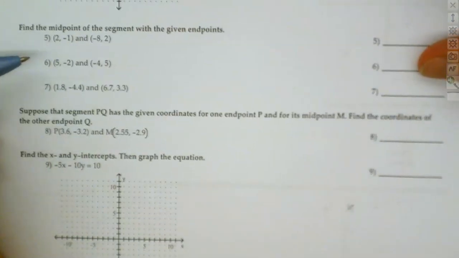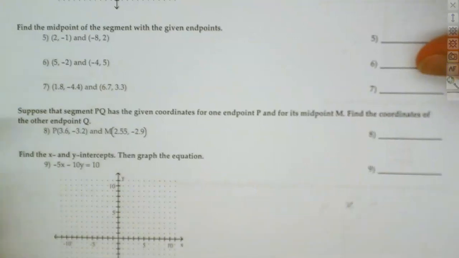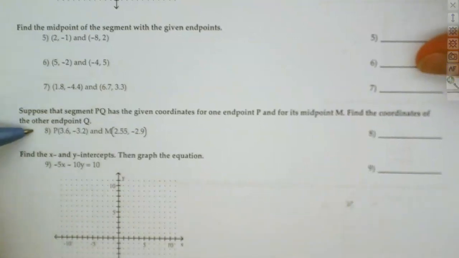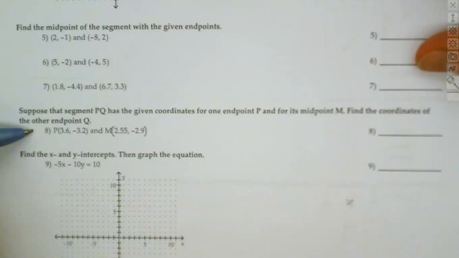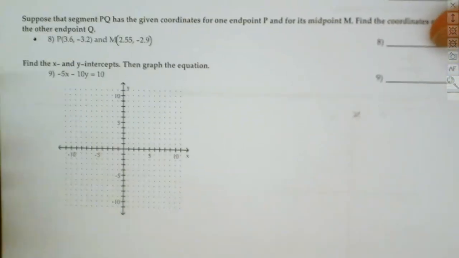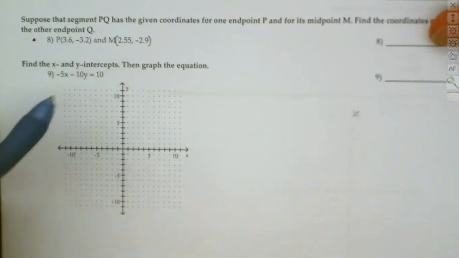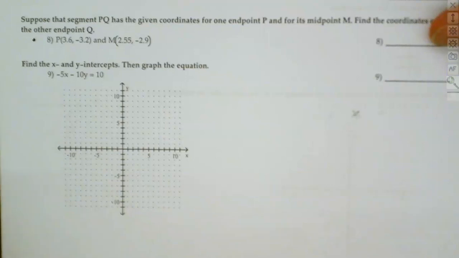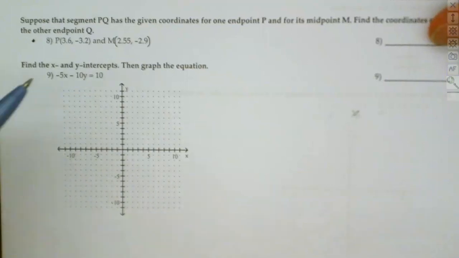5, 6, and 7, what are we doing here? Finding the midpoint. We did those at the very beginning. Question 8, well, we did one of those. Remember, that was where we had to find the missing endpoint. Question 9, we did one of these, right? We just did one of them earlier, where you're going to plug in your x and your y equals 0, find your ordered pairs and graph it.